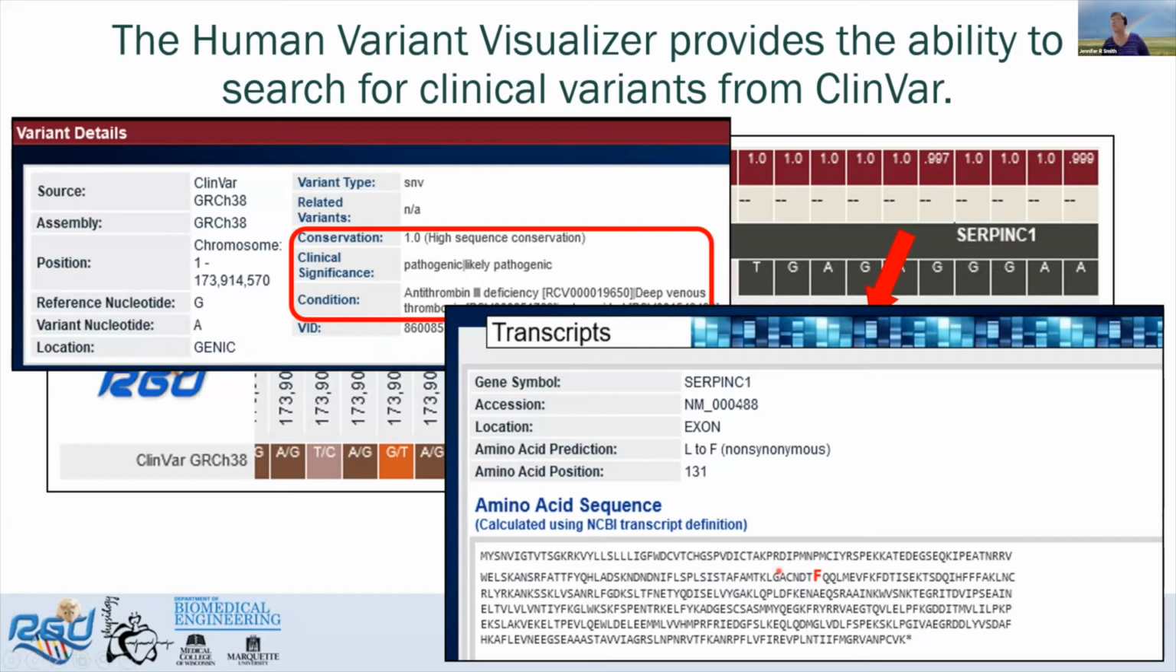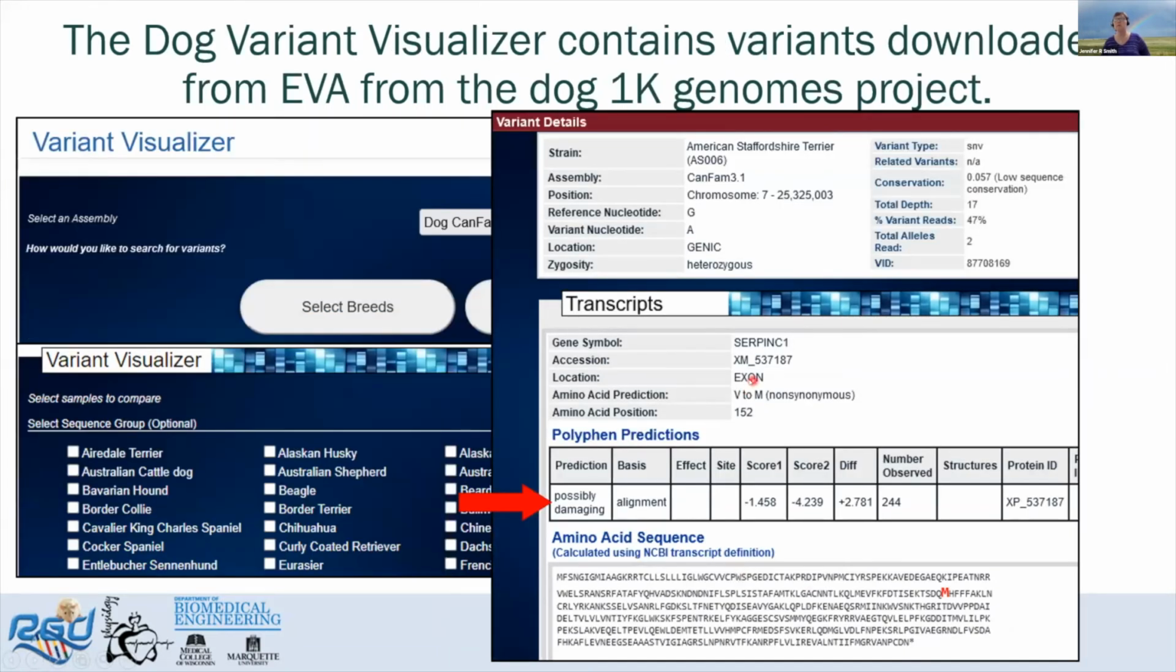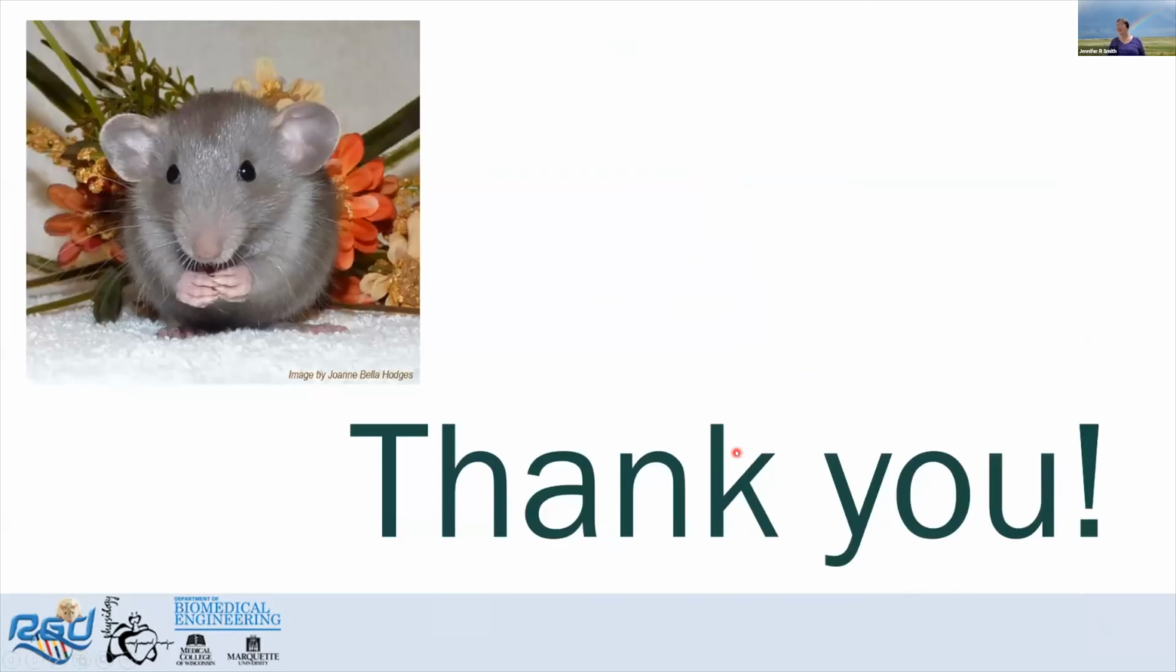And then also we have a variant visualizer for dog. And if I select some of these breeds and look at the dog, I can find a possibly damaging variant in Serpin C1 in a number of different breeds. And with that, I'm going to say thank you and hand it over to Mahima.